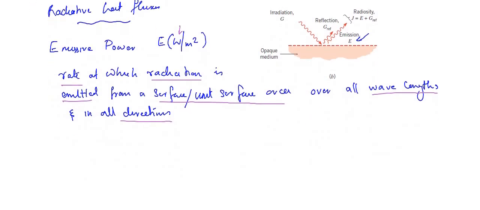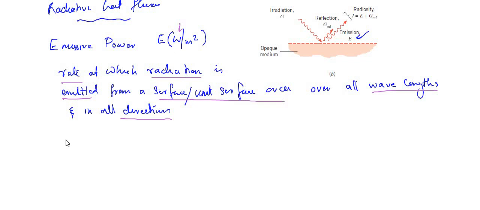We will discuss more about emissive power when we go through all the relations of emissive power. But right now we'll just go through all the radiative heat fluxes. We'll just list down all the radiative heat fluxes, and I'll give you just basic information about what these things are. Now the second heat flux associated with radiation is the irradiation, given by the letter G, watts per meter square.